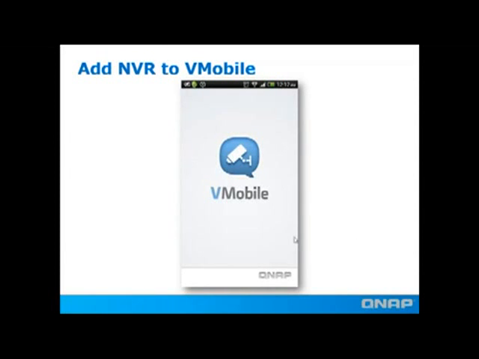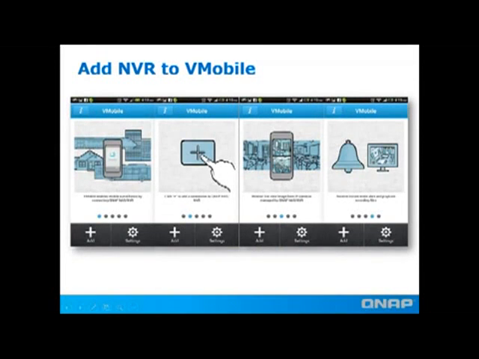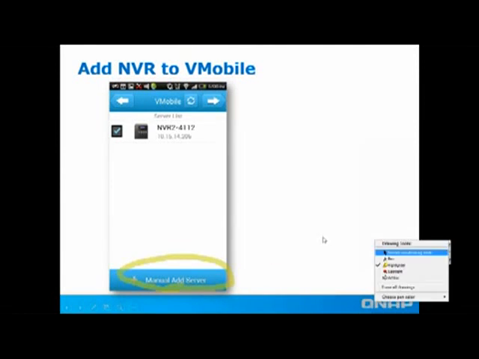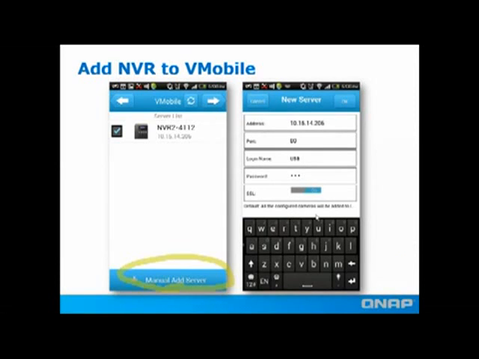vMobile is the mobile app for iPhone and Android. The first time you turn it on, we'll give you a short tutorial to explain what this app can do. After you open it for the first time, we can help you find the standalone NVR on your network, or you can manually add the IP address yourself. Right now, if I am manually adding it, I just enter the IP address from the LCD panel and the password.